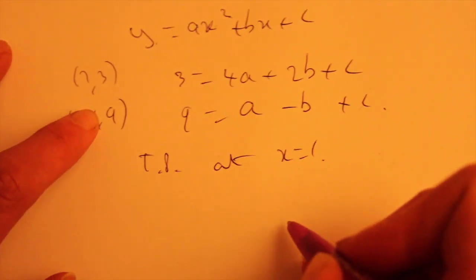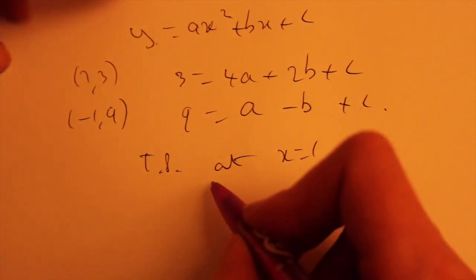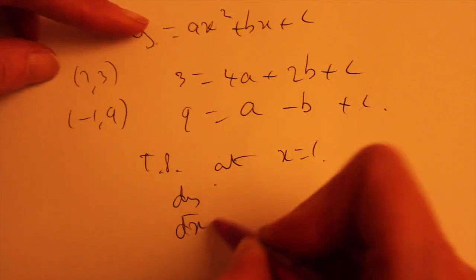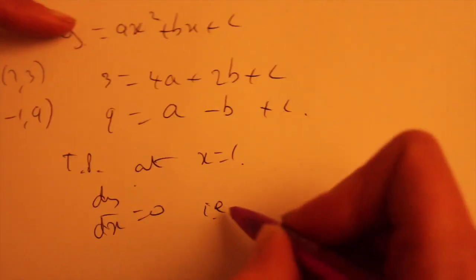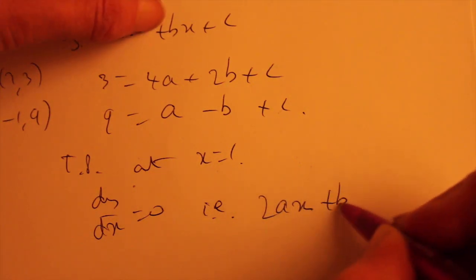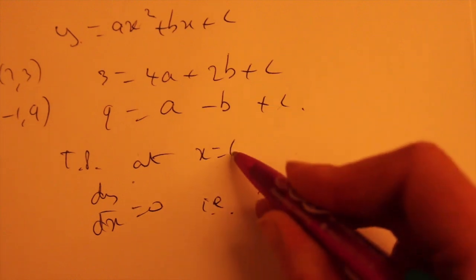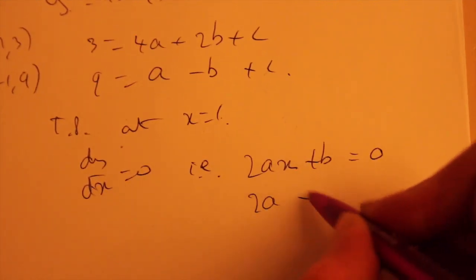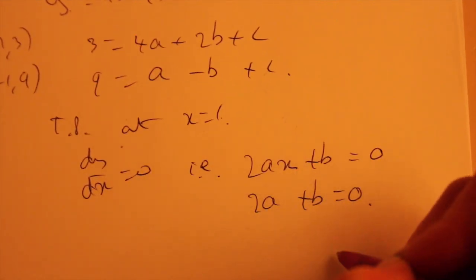Now notice this is a bit of differentiation, but it's quite straightforward here. Turning point, so dy/dx equals 0. In your case, if you differentiate that, you get 2ax plus b equals 0. You know that x is 1, so 2a plus b equals 0.